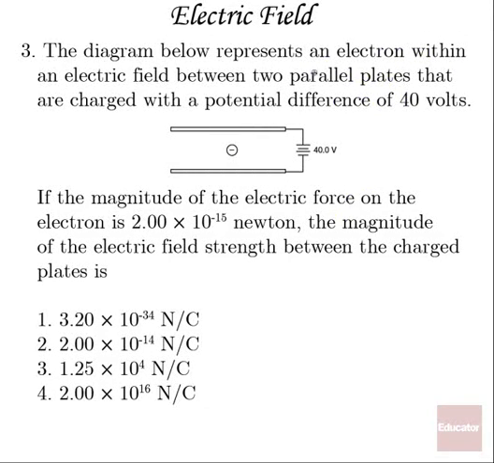Number 3, the diagram below represents an electron within an electric field between two parallel plates that are charged with a potential difference of 40 volts. If the magnitude of the electric force on the electron is 2 times 10 to the minus 15 newtons, the magnitude of the electric field strength between the charged plates is, well, to get the electric field strength, that's the electric force divided by the charge, which will be 2 times 10 to the minus 15 newtons, divided by our charge, the charge on an electron, 1.6 times 10 to the minus 19 coulombs. And when I do that, I come up with an answer around 1.25 times 10 to the 4th newtons per coulomb. Correct answer there? Number 3.